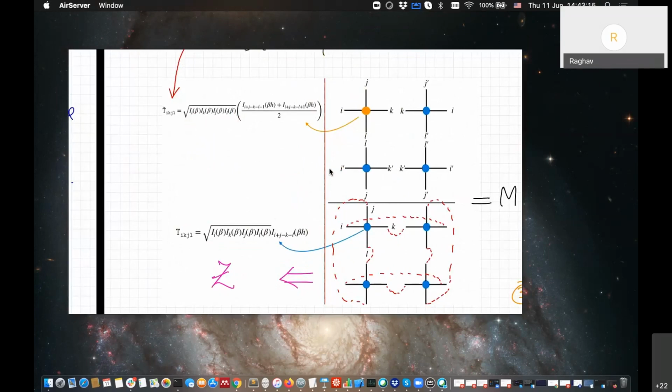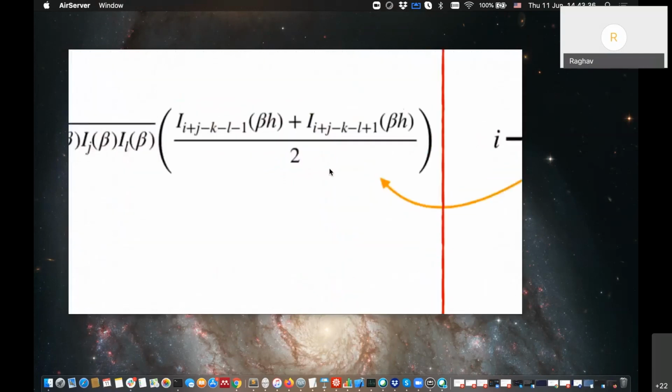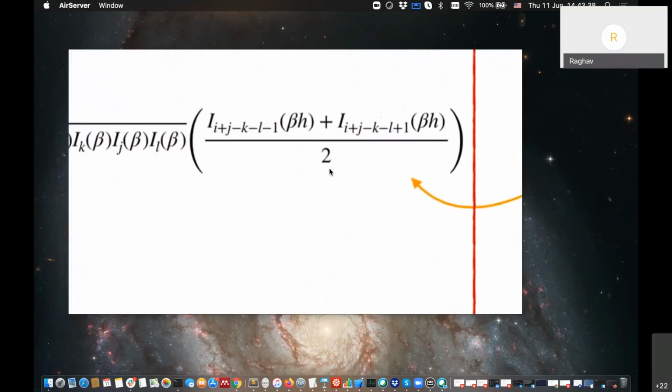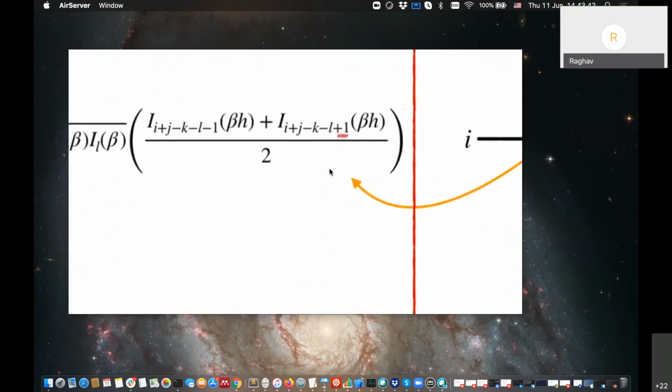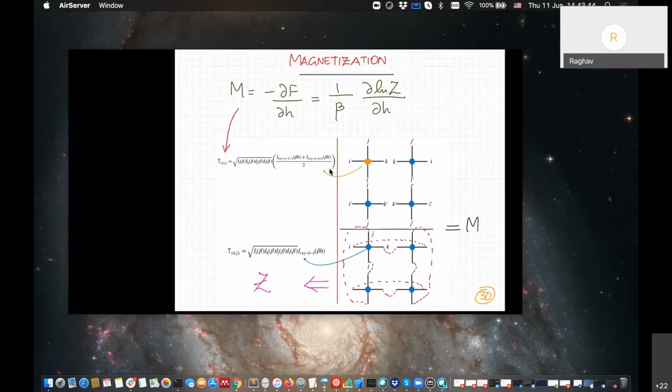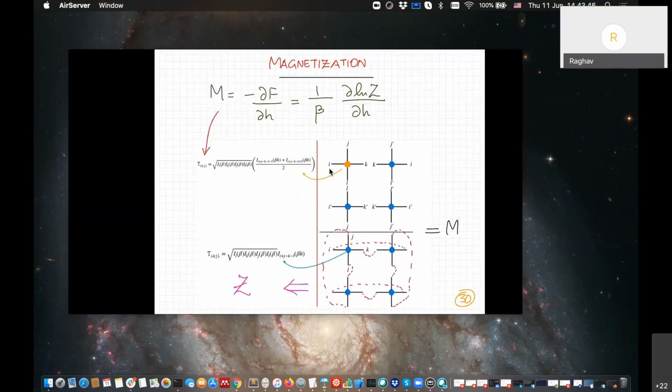When you take the derivative of this term, the derivative of the Bessel function I_nu(x) gives you I_(nu minus 1)(x) plus I_(nu plus 1)(x), divided by 2, or something, right? Now you see that this was i plus j minus k minus l. So this will become i plus j minus k minus l minus 1 and plus 1, divided by 2, right? So this is another fundamental tensor. This is known as the impure tensor, and this is for magnetization.